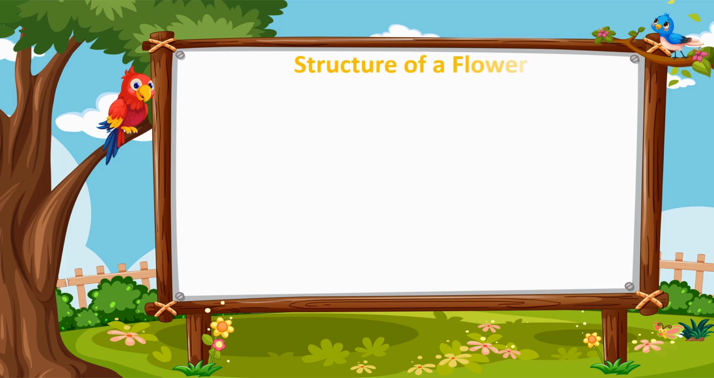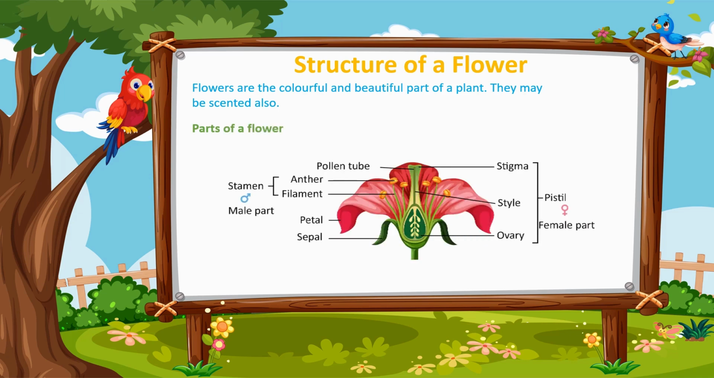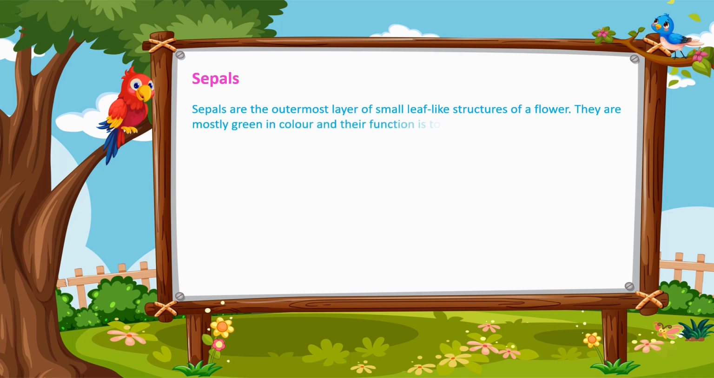Structure of a flower. Flowers are the colorful and beautiful part of a plant. They may be scented also. Parts of a flower. Sepals. Sepals are the outermost layer of small leaf-like structures of a flower. They are mostly green in color and their function is to protect the flower and give support to the petals.